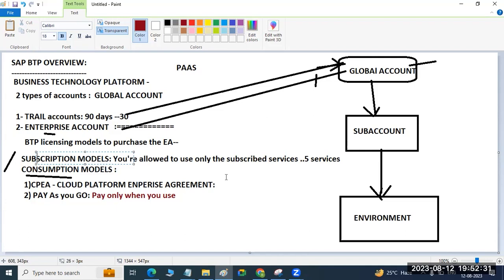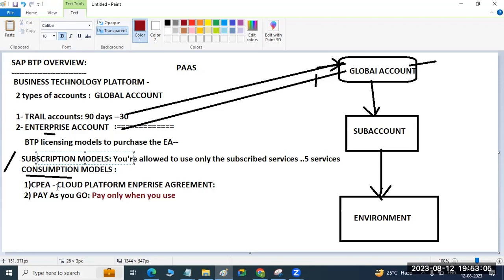Some customers in the consumption based model will go for the pay as you go model, or the CPA. A few customers rely purely on BTP. Why? Because they give some discounts. In that case, they will go for this CPA agreement based model. You take out an annual agreement, then whatever new service comes to BTP, you can go ahead and use it for your business.